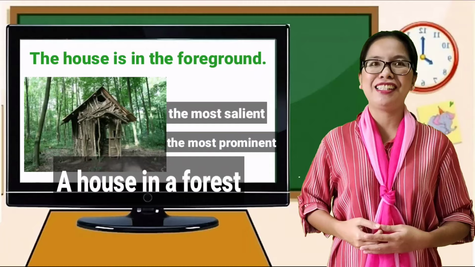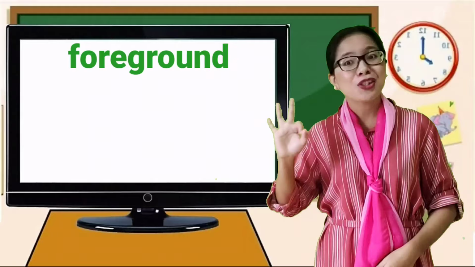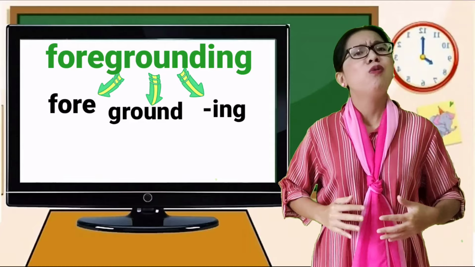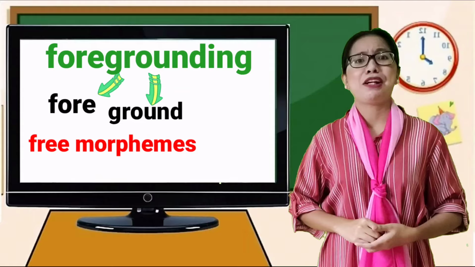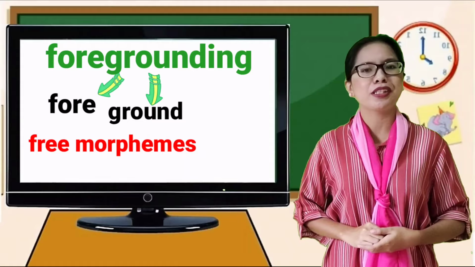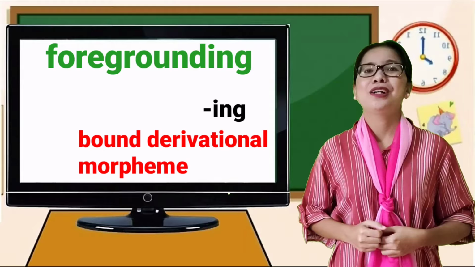Now, what is foregrounding? Morphologically speaking, the word foregrounding has three morphemes, namely fore, ground, and the suffix ing. Fore and ground are both free morphemes because they can appear on their own, which respectively mean something that occupies the front position and an area used for a particular purpose. And the bound derivational morpheme ing, a suffix which means action, state, or process.